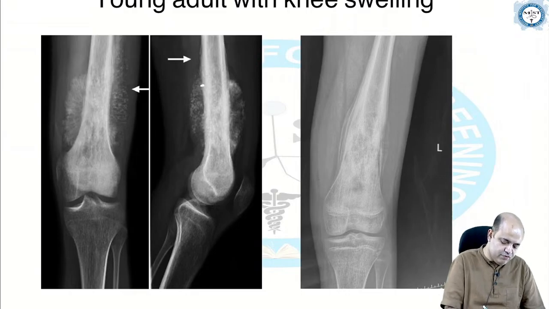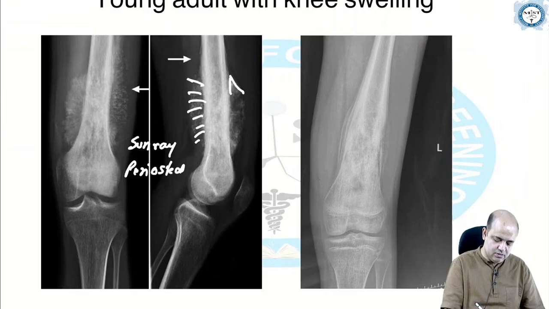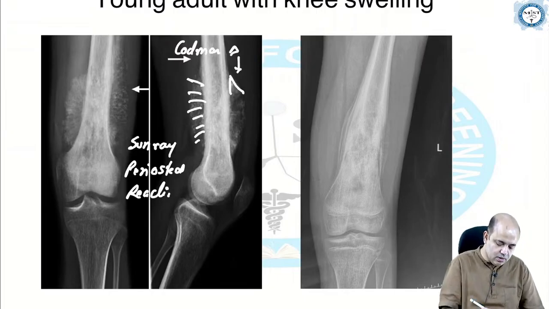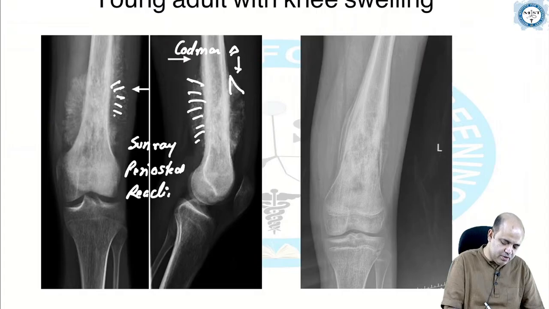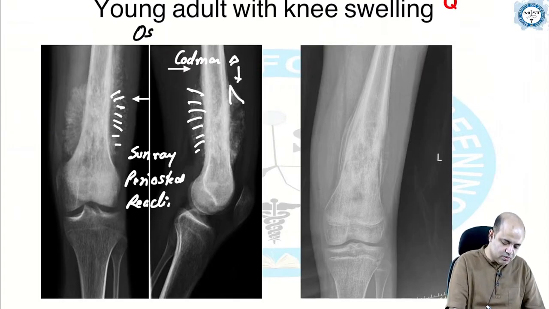And then we have two malignant tumors. Sun ray, spiculated periosteal reaction and a Codman's triangle. There is a Codman's triangle. There is a spiculated periosteal reaction. This is an osteosarcoma.